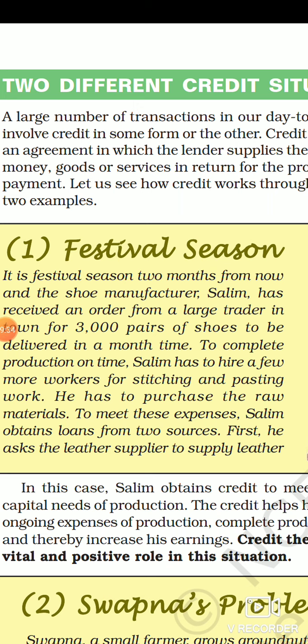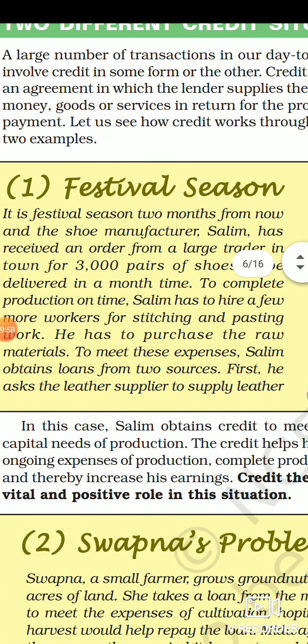So here are two examples. One is the example of Salim. It is called the festival season. He is a shoemaker and he gets a demand for 3,000 pairs of shoes. He took a loan from a money lender and started to manufacture shoes, and he sold them. He sold 3,000 pairs of shoes. After selling the shoes, he returned the loan and earned some money. This is called the festival season. He got the demand for 3,000 pairs of shoes and manufactured them. For manufacturing, he required some money, so he took a loan and then sold the shoes. He had a good earning.